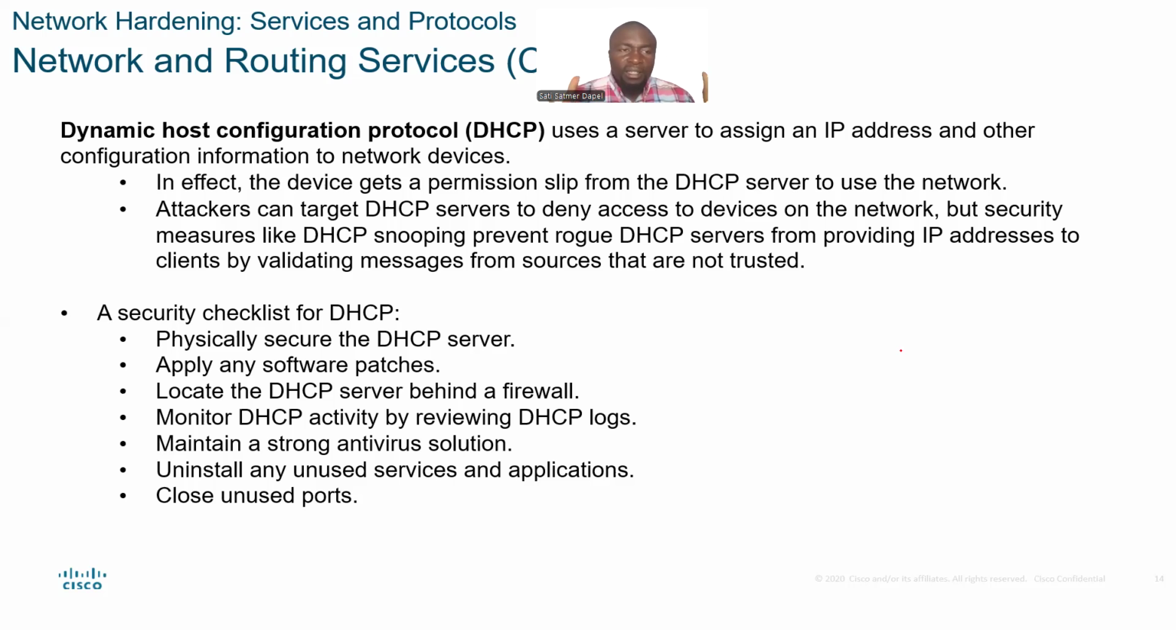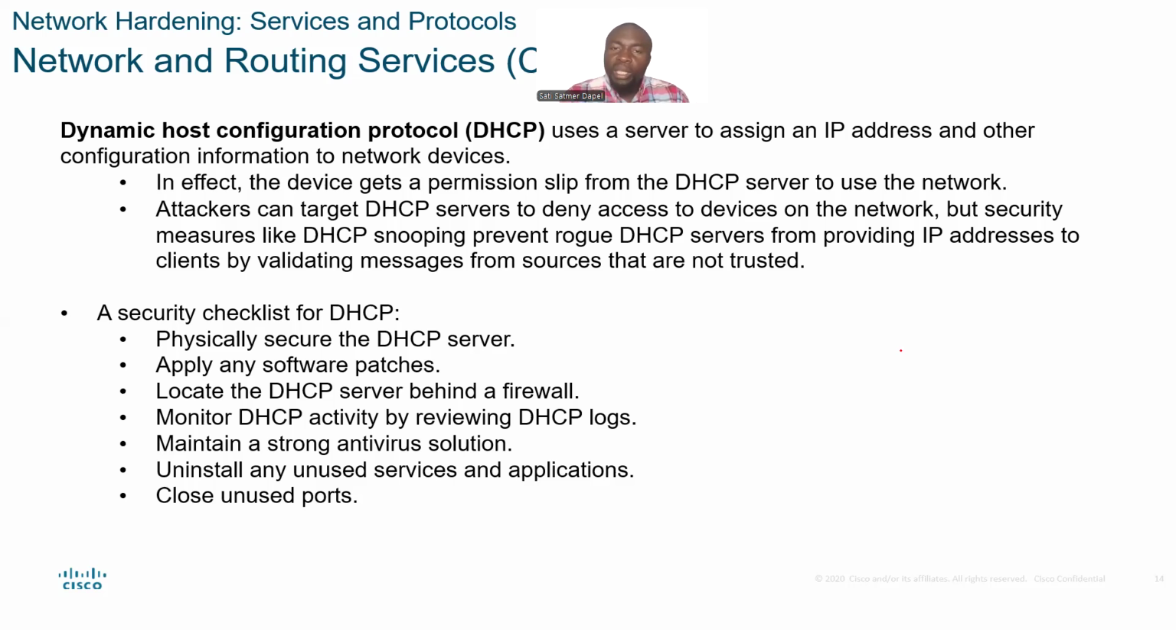All end devices or intermediary devices, all devices on the network that need to communicate, need to have this IP address. The question is, how do they get this IP address? There are two ways. One, they get it manually. Manually means that you, as the network administrator, will be the one to assign this IP address on the devices.